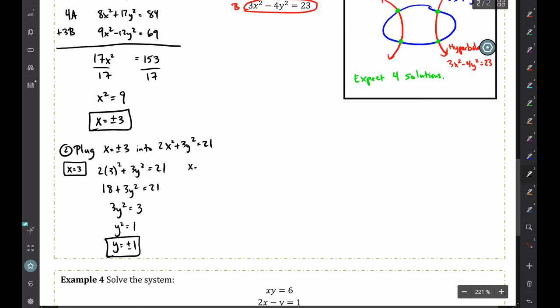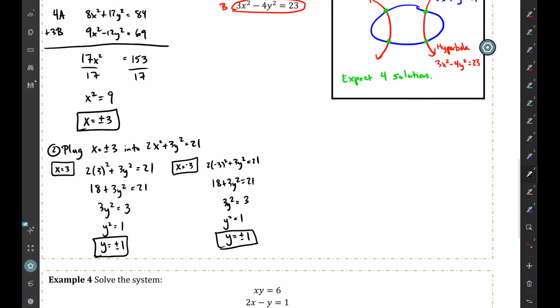And now when I plug in x equals negative 3, I get pretty much the same thing, because it's 2 times negative 3 squared plus 3y squared equals 21, which again is going to give us 18 plus 3y squared equals 21, so 3y squared is equal to 3, and y squared is equal to 1, so y equals plus or minus 1.